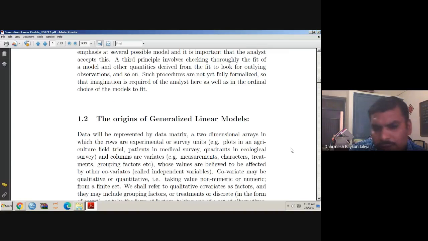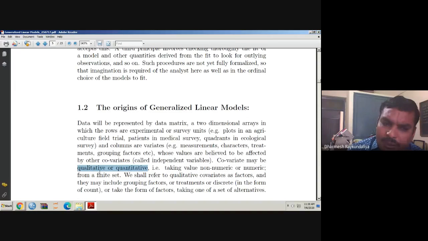So now, what is the covariate? Covariate may be qualitative or quantitative. That is, when I am saying it is qualitative, it is non-numeric, and if it is quantitative, it is numeric. We shall refer to the qualitative covariate as the factor. We call them a categorical variable, and that may include grouping factors, treatments, etc.